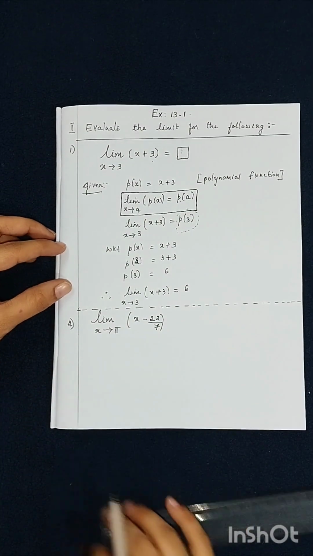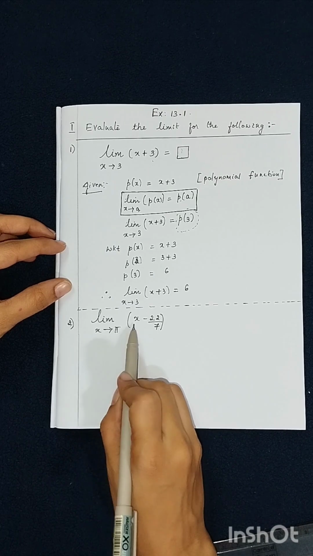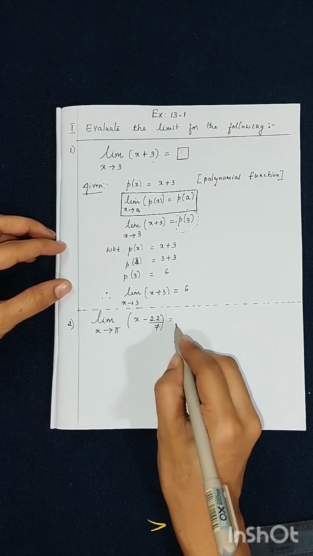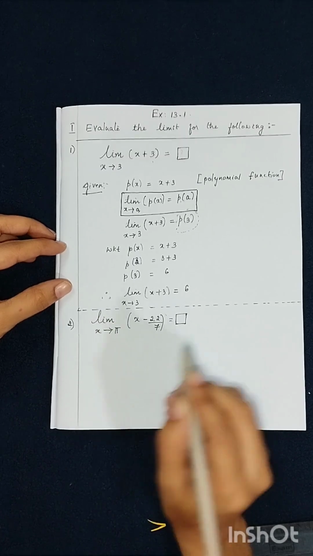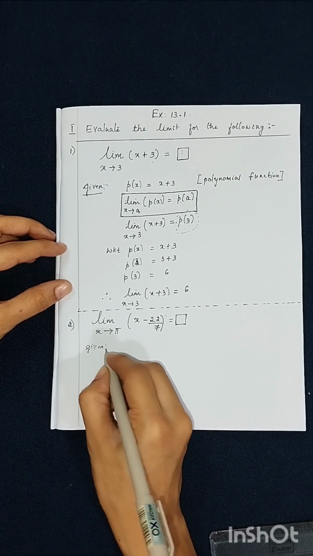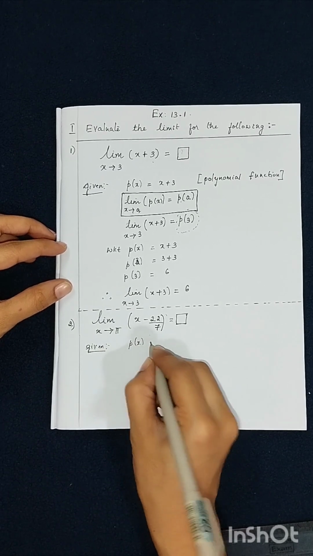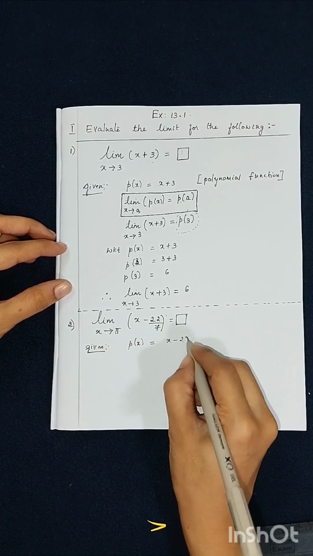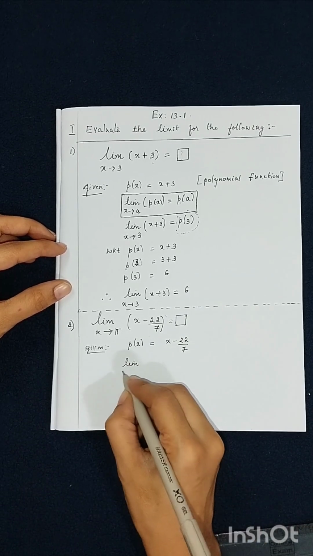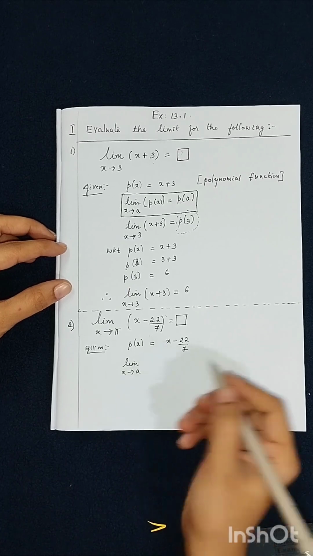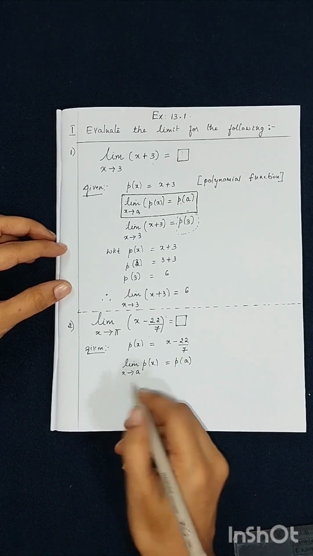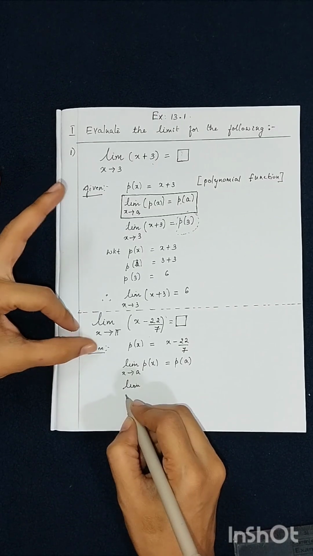The second question, limit x tends to pi, x minus 22 by 7. First, what we have to find? Limit value, right? For that, we will check what is the function they have given here. Given is a polynomial function p of x is equal to x minus 22 by 7. And what is the limit value for a polynomial function? Limit x tends to a, p of x is equal to p of a. So let us compare here.